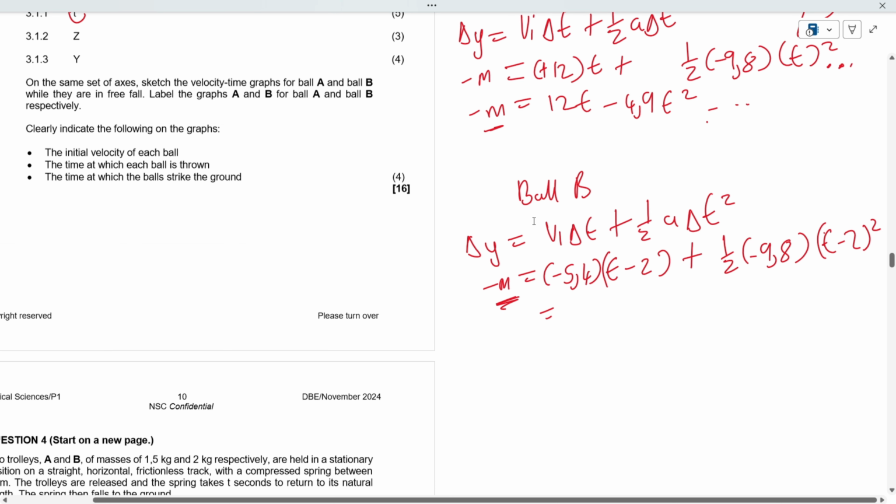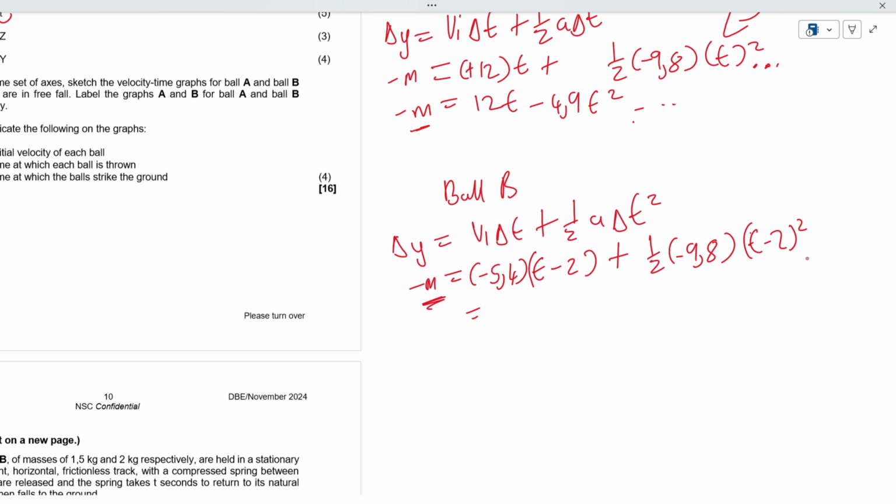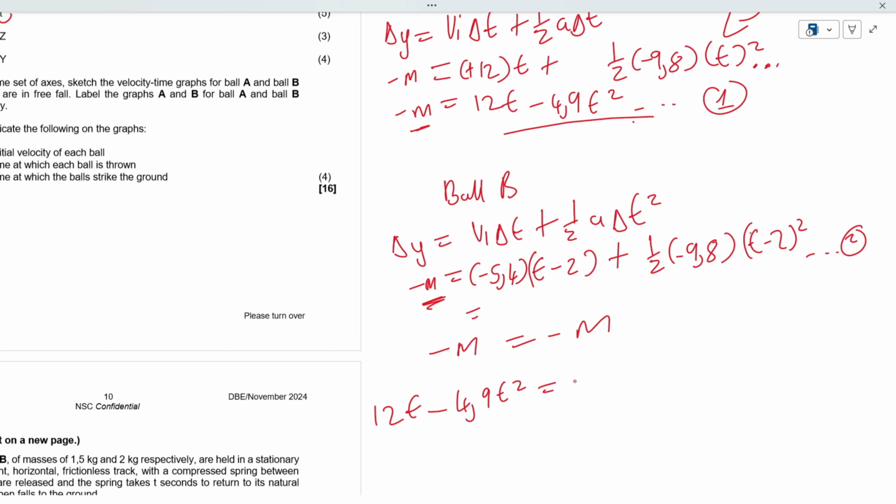This is our end of our equation now. We want to get rid of m because we are solving t. Equation 2, this is our equation 1. So I'm going to say negative m equals to negative m. Now I just equate. So it's going to be 12t, I'm writing down this minus 4.9 t squared equals to, and then I just say 5.4 into t minus 2, and then I just come and say plus half.